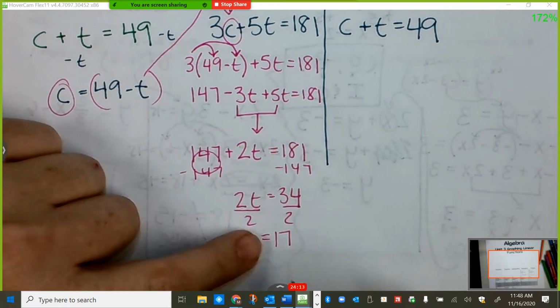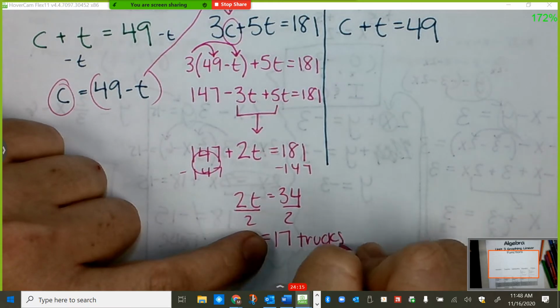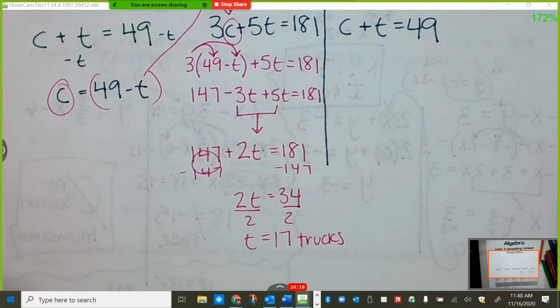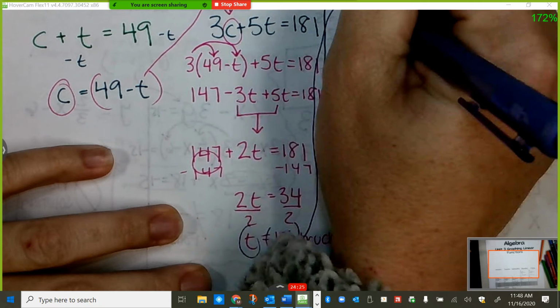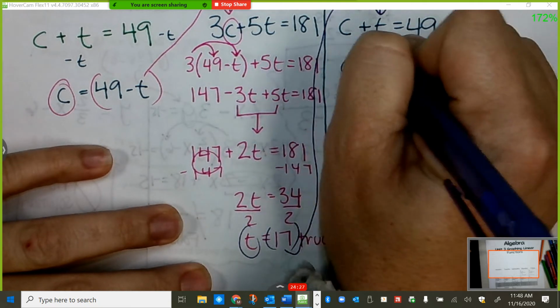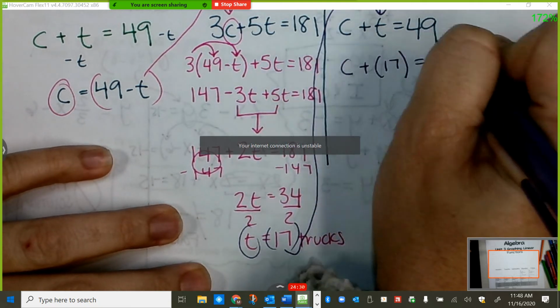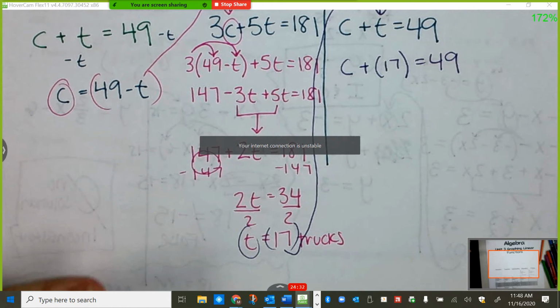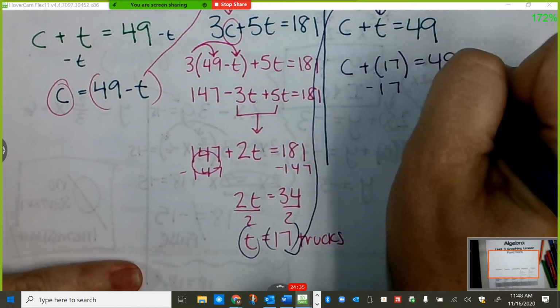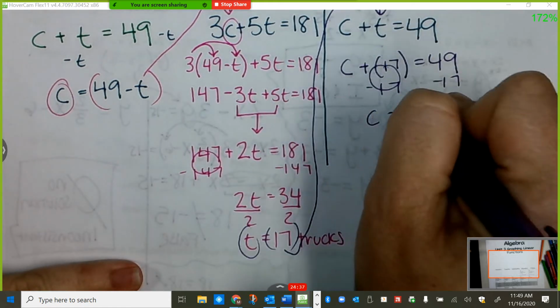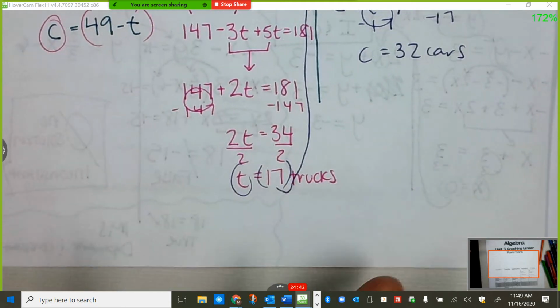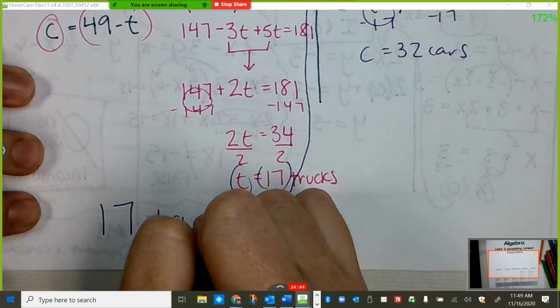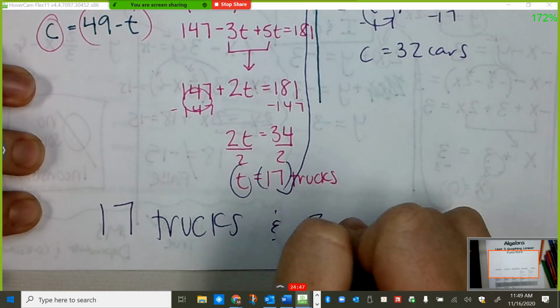So I know this means we washed 17 trucks. So our last step is to take this 17 and plug it in for T. So I get C plus 17 equals 49. How do I solve for C? And C equals 32. And C represents cars. So we know our final answer is 17 trucks and 32 cars.